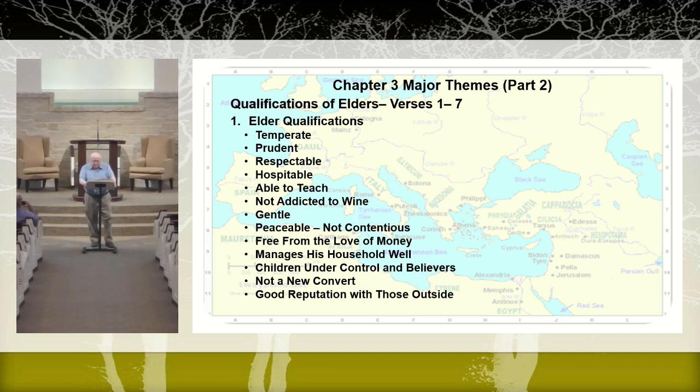The next one is able to teach. Didaktikos. Why is this so important for an elder?